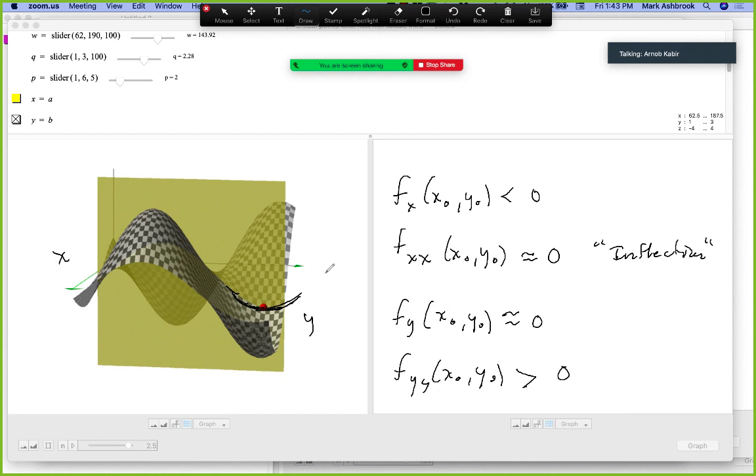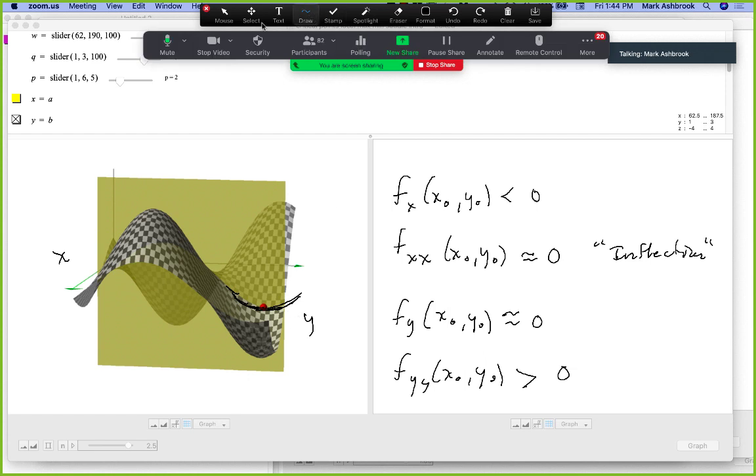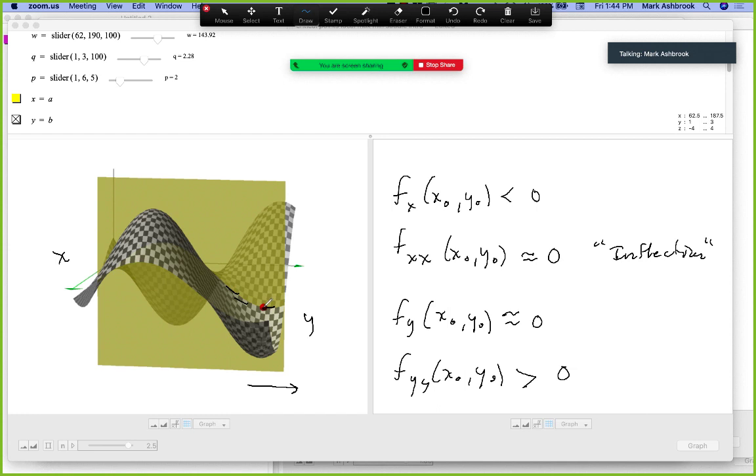Why is f_y at that point approximately 0? Because if you increase y a little bit, how does z change? How does the height change? It's pretty close to staying constant. You see that? Increasing in the y direction. If you go in the y direction, this way, it's pretty flat here. Can you see that? Kind of.